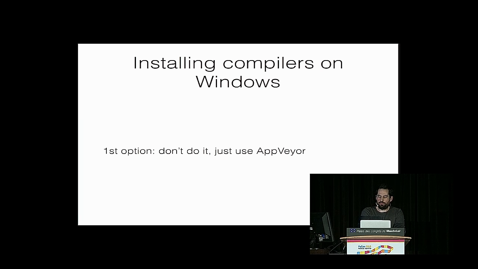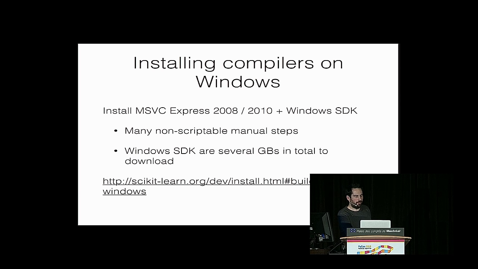But sometimes it's useful to have them locally to be able to debug Windows-specific issues on a specific branch. If you want to do that with the free tools, it's possible, but you have to install MSVC Express 2008 or 2010, depending on the Python version. And also, if you want the 64-bit platform, you also need to download the Windows SDK. This is very big, and you cannot script the installation of those two because there are graphical windows where you need to accept the license, and there is no way to script this installation process. So it's really painful and slow to download. I documented the whole process in the scikit-learn documentation, but really I wouldn't advise doing it anymore.